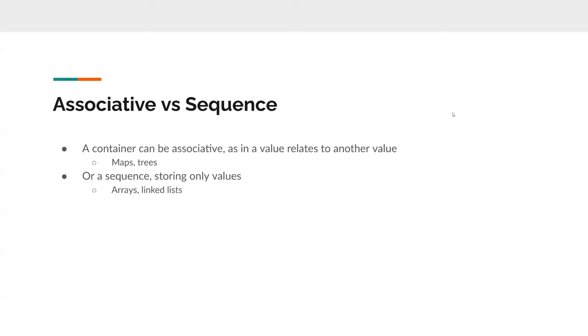Then there are two main categories of containers. You're probably already familiar, but this is just a repetition. So you have a container that's associative, which means a value can relate to another value, usually in a key value pair. And that are data structures such as maps and trees and so on, or dictionaries in Python. Or you can have them in a sequence, which is just a sequence of values, and that only stores the value and not anything that is associated with it. That's usually represented as an array or a linked list.